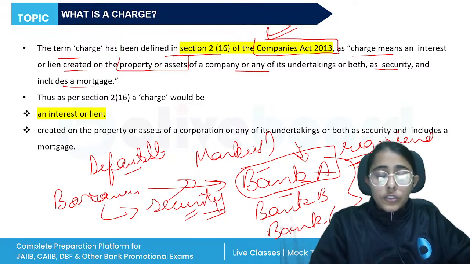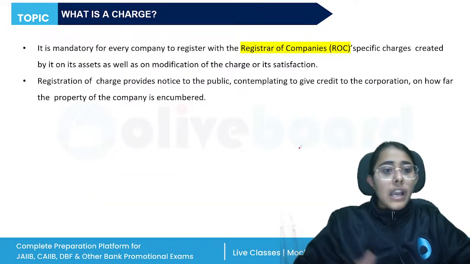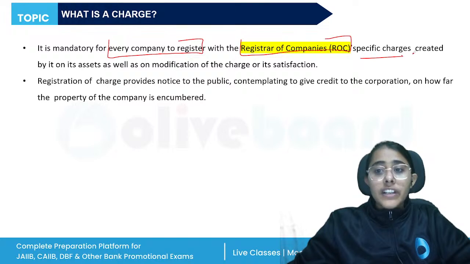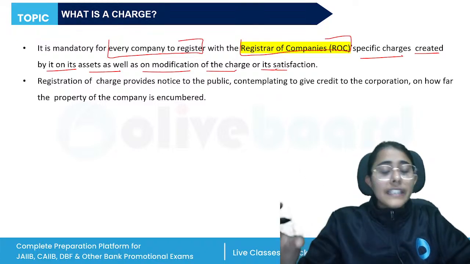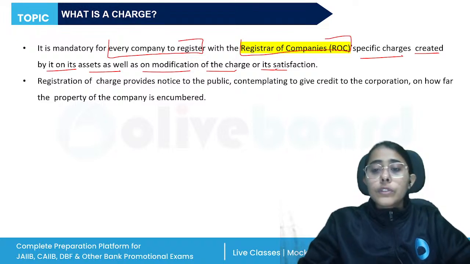All right, so charge includes the meaning we have already seen, either an interest or lien created on the property. Now the most important topic of this chapter: it is mandatory for every company to register with the Registrar of Companies, the ROC, specific charges that are created by it on its assets, as well as modification of the charge or its satisfaction. So three things are there. There are different forms that have to be filled and submitted to the ROC.